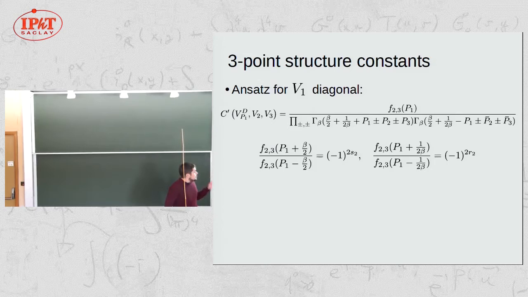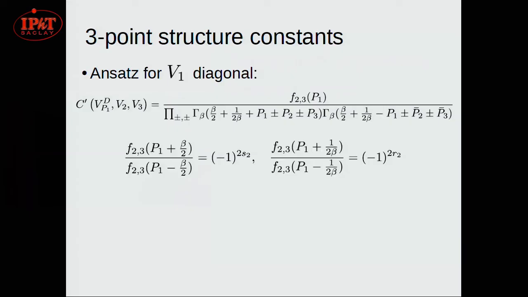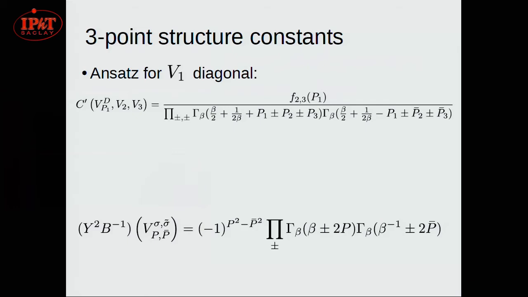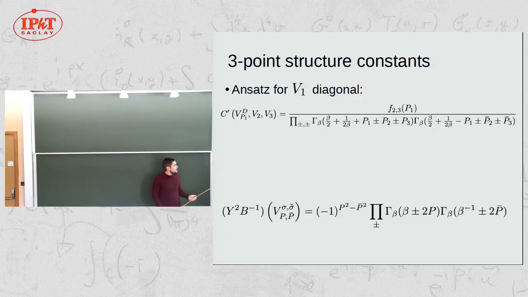Now, using this solution for the normalization independent piece, we find the solution for the other normalization independent quantity for a generic field, which could be diagonal or not, which includes again a product of double gamma functions and a sign factor which is minus 1 to the power of the spin.